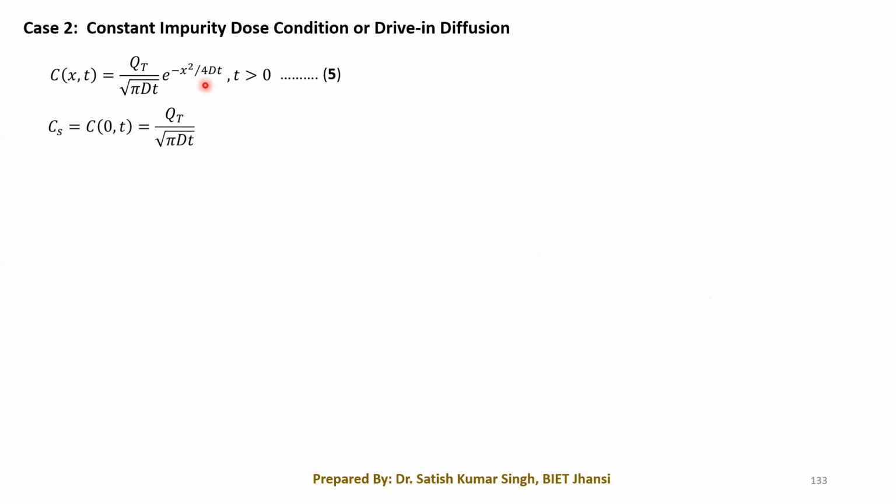Then we can see what the initial value of the concentration is. Substituting x equals 0 in this equation, you get C(0,t) equals Qt upon root over pi Dt. So Cs equals C(0,t) equals Qt upon root over pi Dt. This way we can calculate the doping profile of our diffused atoms in two different cases: first the pre-deposition case, and second the case after the drive-in diffusion. So these are the two different profiles.